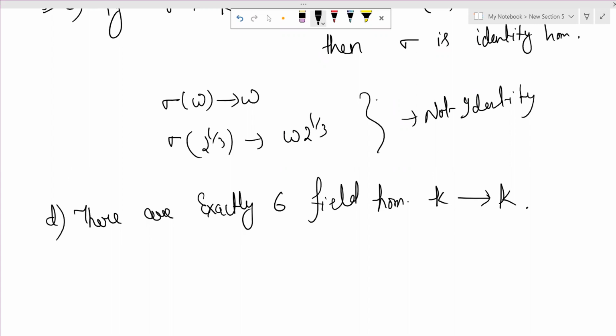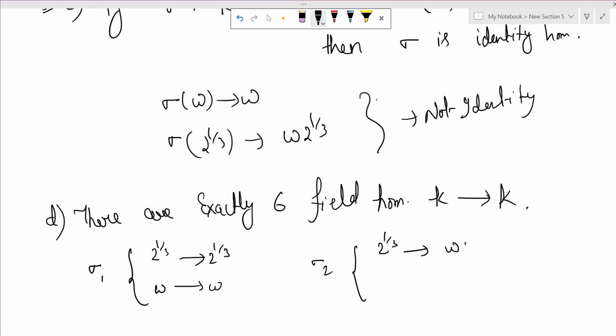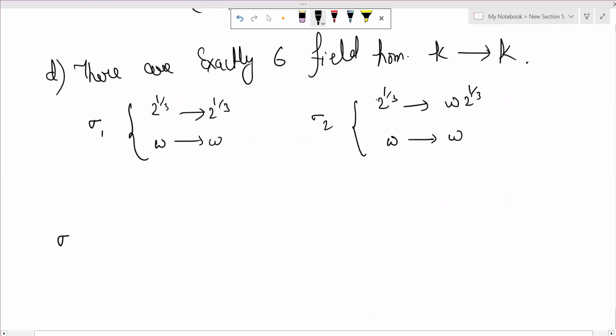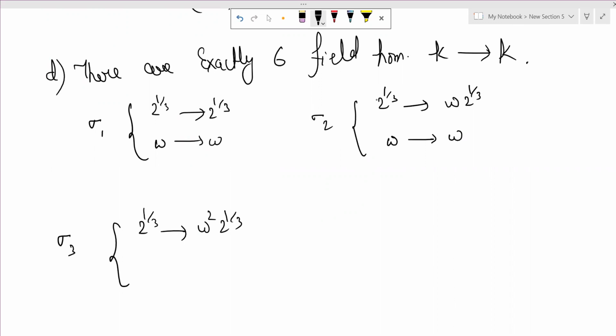Exactly. Let's write these homomorphisms explicitly. Name them sigma 1. What is sigma 1? 2 to the power 1/3 goes to 2 to the power 1/3, omega goes to omega. What is sigma 2? 2 to the power 1/3 goes to omega times 2 to the power 1/3, and omega goes to omega. What is sigma 3? 2 to the power 1/3 goes to omega square times 2 to the power 1/3, omega goes to omega. What is sigma 4?